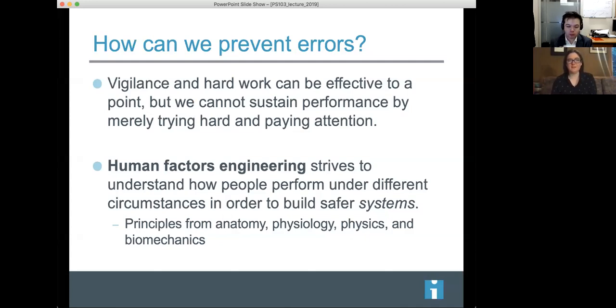Human factors strives to understand how people perform under different circumstances in order to build safer systems. And I mean, who defines human factors as the study of the interrelationship between humans, the tools and equipment they use in the workplace and the environment in which they work? So human factors is not just about humans, it's about everything that we work with and the place that we work. So we can use all these principles to help improve our systems.